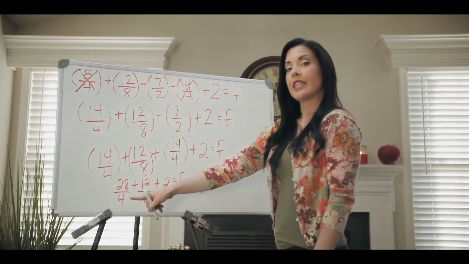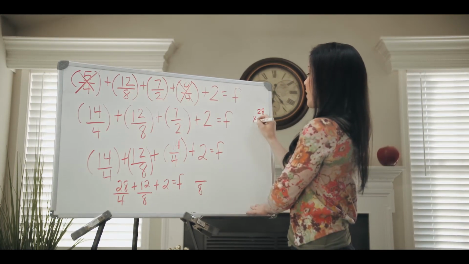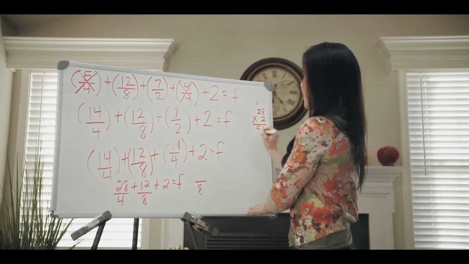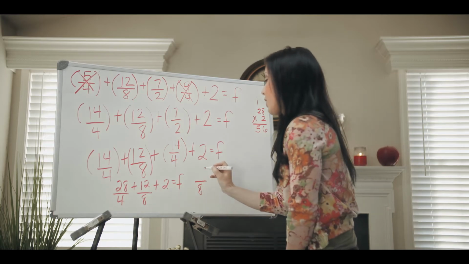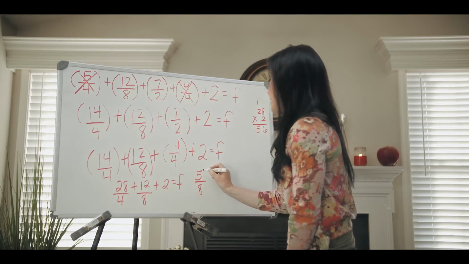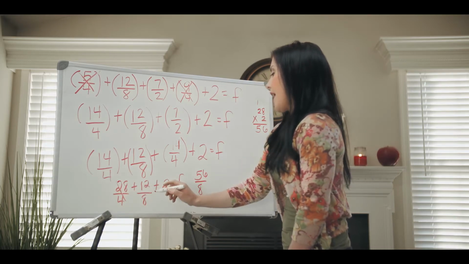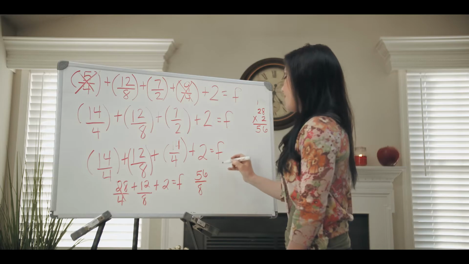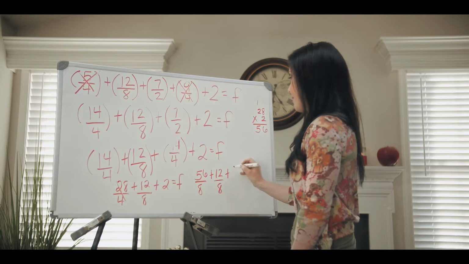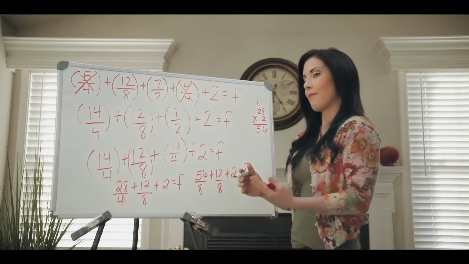Okay, so if I work over here, 4 times 2 is 8, so 28 times 2, and if you need to do your work over here, remember, just do it off to the side. 8 times 2 is 16, carry my 1, is 56. Okay, so this becomes 56 eighths. So I can go ahead and cross this off, add my 12, right? Equals F. Okay, so now I'm almost there.